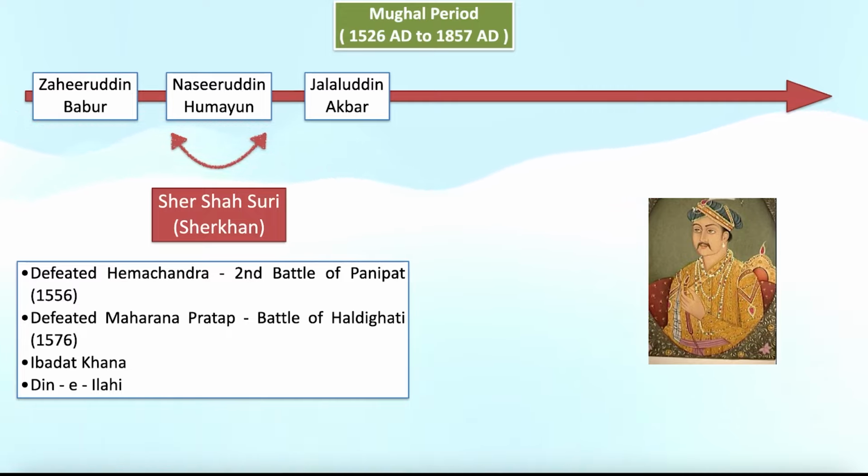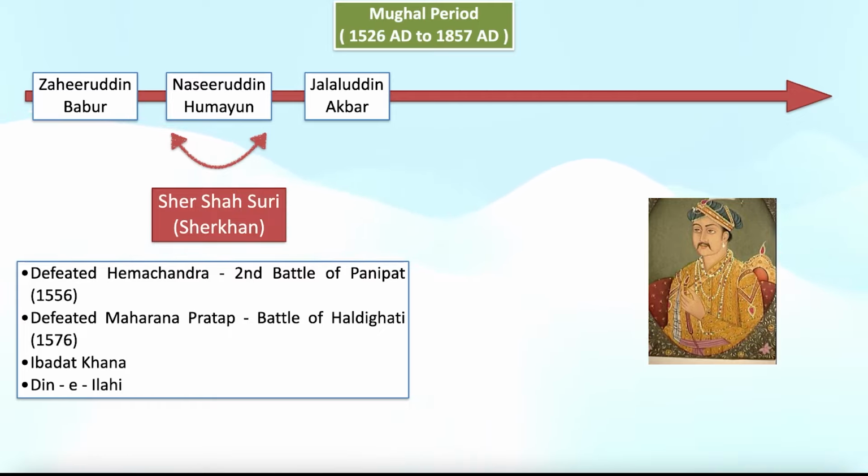Ibadat Khana was a building where scholars of different religions and philosophies came and had a discussion with the king. Then the concept of Deen-e-Ilahi emerged. Deen-e-Ilahi was a kind of religious sect which was adopted by Akbar, and this contained all the good ideas of different religions.